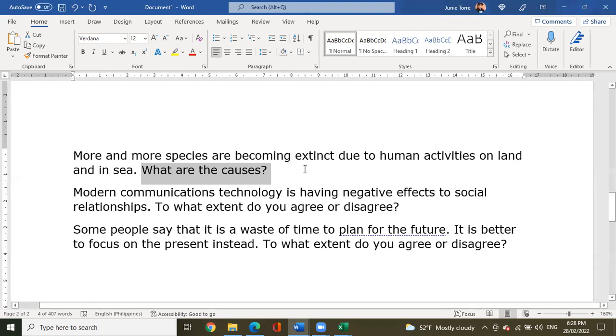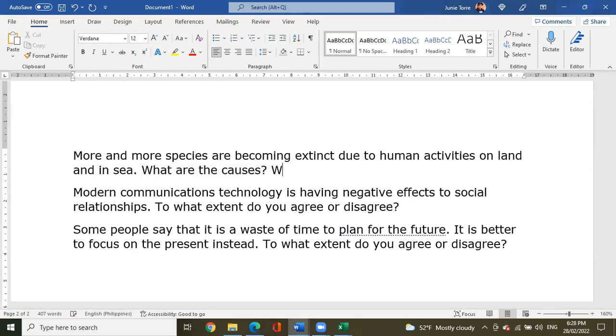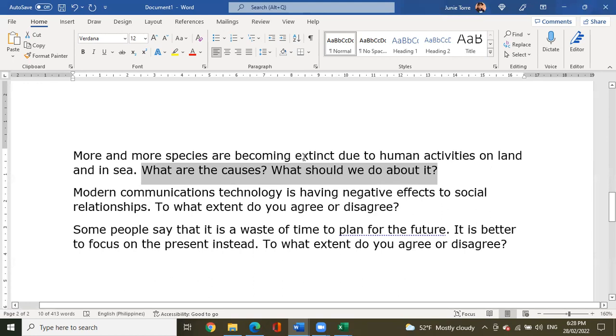Maybe Camille, were you able to exemplify some of that? Tapos, what should we do about it? So, very straightforward, no? Yun, hindi mo na mamimiss out ang negative statement. No? Kasi tinanong na niya kung ano yung causes and what should be done. This is a problem and solution type of question. Ang maganda na lang dito is which maybe you could exemplify.